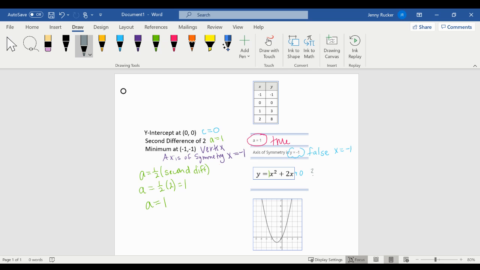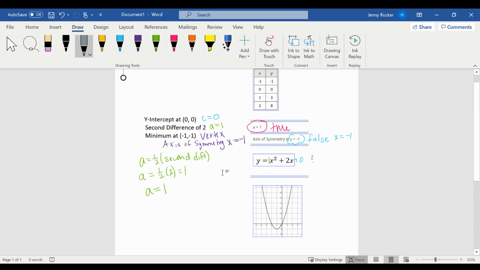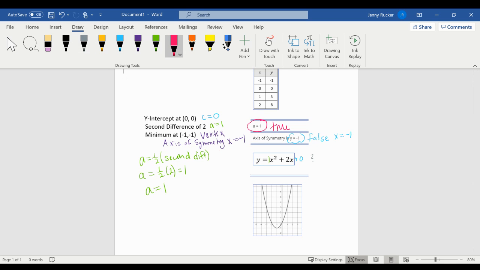Okay, and then we have our graph. So let's see on our graph. An axis of symmetry at x equals -1. That seems to be good. A vertex at (-1, -1). That seems to be good. A y-intercept at 0. That seems to be good. And an a value of 1. So if I go from my vertex to the next point on the graph, I went up 1 over 1. So an a value of 1 looks good. So I would say that this is true.